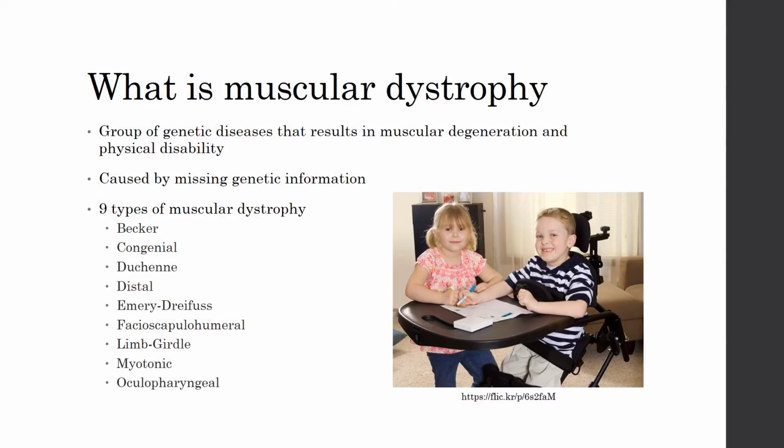Muscular dystrophy is a group of genetic diseases that results in muscular degeneration and physical disability. This is overall caused by missing genetic information that prevents the body from making the proteins necessary for healthy muscles. There are 9 different types of muscular dystrophy, all of which affect different muscles and vary in age and the rate of progression. They are Becker, congenital, Duchenne's, distal, Emery-Dreifuss, facioscapulohumeral, limb-girdle, myotonic, and oculopharyngeal.